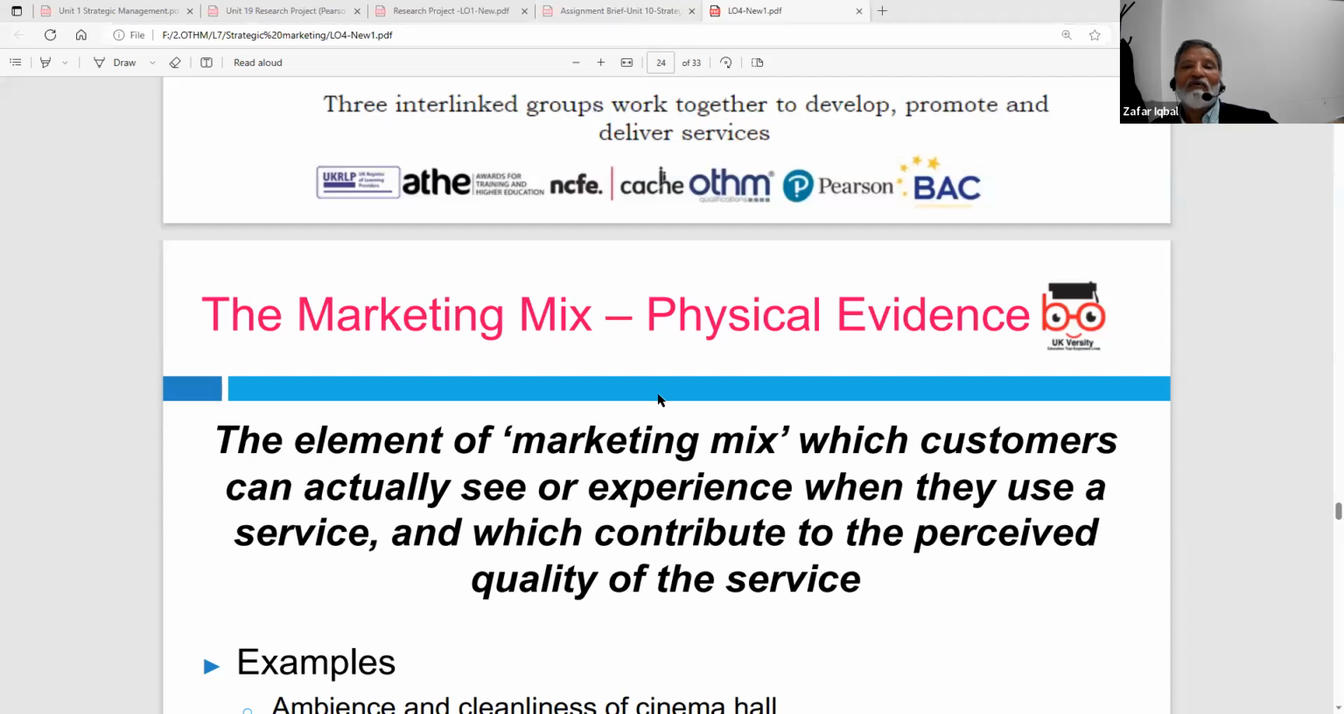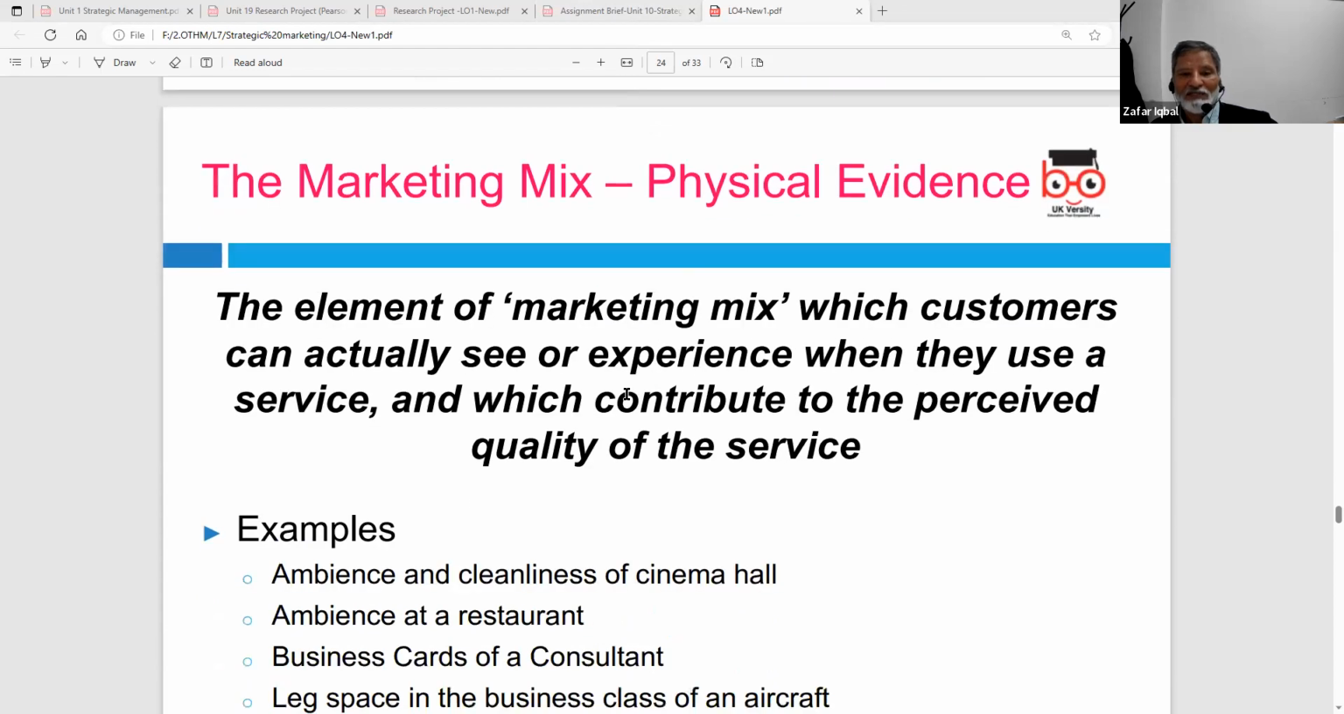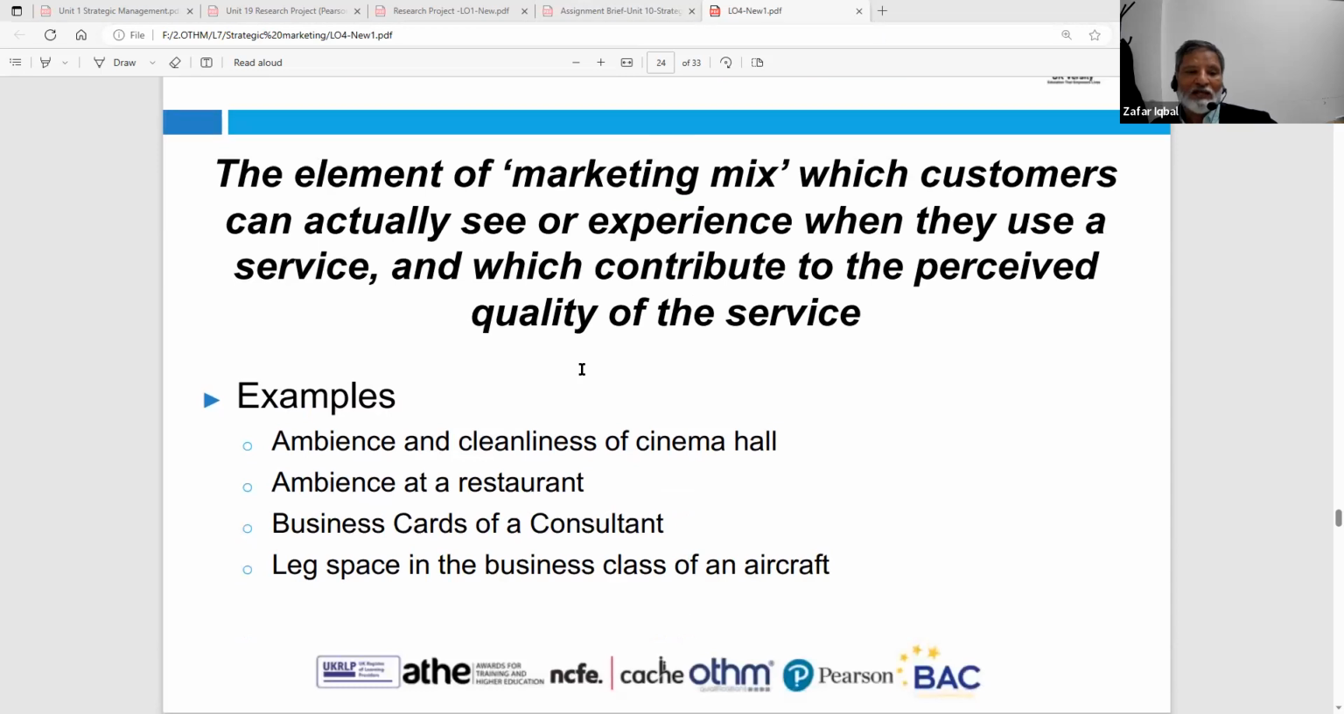Okay, now what about the physical evidence? The physical evidence is one of the elements of the marketing mix that customers can actually see or experience when they use a service, and which contributes to the perceived quality of the service. So the physical evidence is that kind of evidence where you can see the physical well-being of an organization. The cleaner an organization, the better image you will have in your mind about the organization.